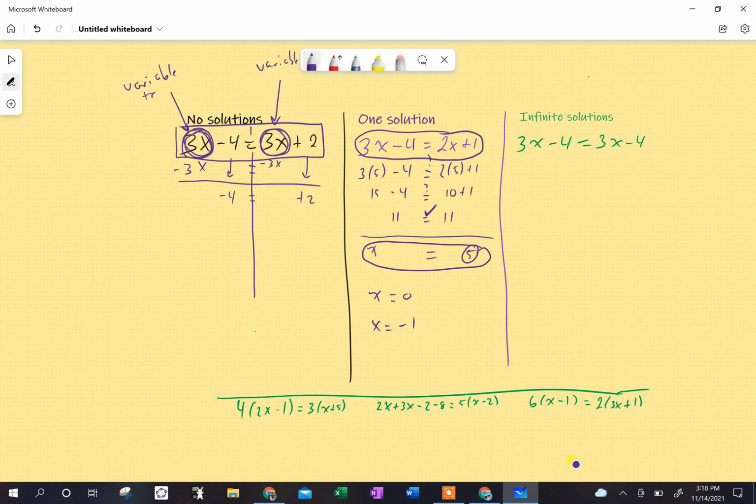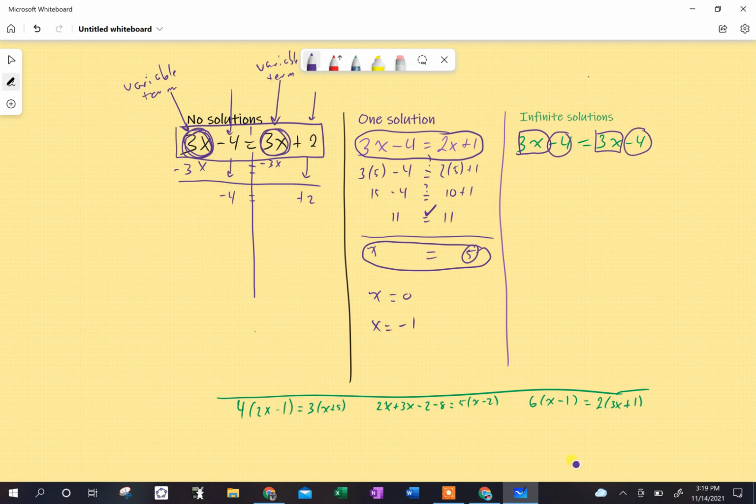These are our variable terms. Because they're exactly the same, but the constant term is not, they will never be equal. So there's no solutions ever. Nothing will ever work for that. So let's take a look at this last one. Here, my variable terms are the same, but so are my constant terms. So what does that mean?